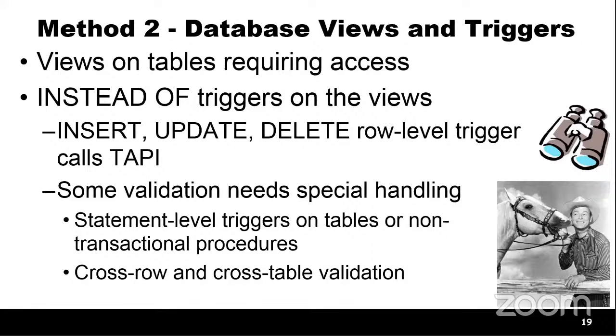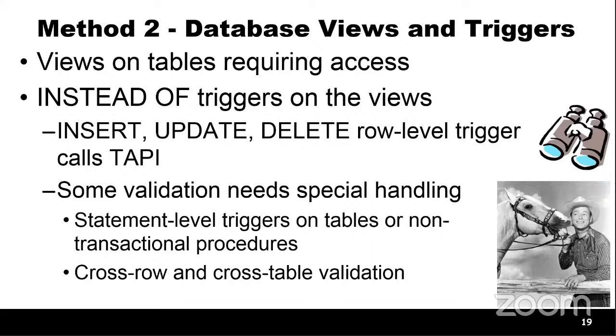Some validation needs special handling in this case. Because it's a row level trigger, you're only doing a row at a time. You can't call the multi-row, well, you can call the multi-row procedures if you've written them in the table API, but assembling a collection is not possible. You only get access to the row that's being updated, inserted, or deleted.